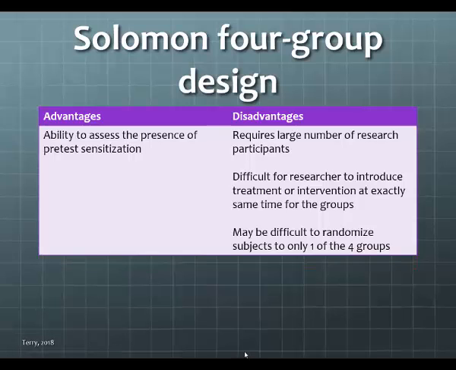So the advantage to the Solomon four-group design is that it has the ability to assess the presence of pretest sensitization. Disadvantages, though, it's going to require a large number of research participants for this design. It can sometimes be difficult for the researcher to introduce treatment or intervention at exactly the same time for the groups, and it may be difficult to randomize subjects to only one of the four groups in question.